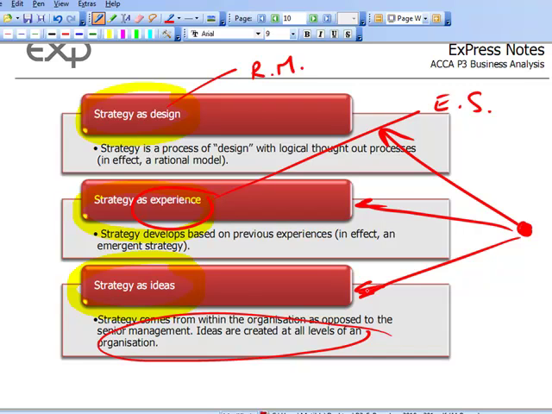All of it varies. Okay, so this is a very quick overview, the first chapter, introduces us to some of the key strategic models.